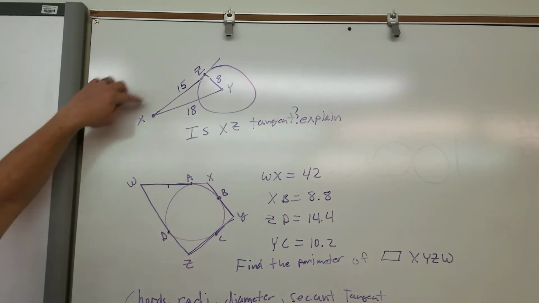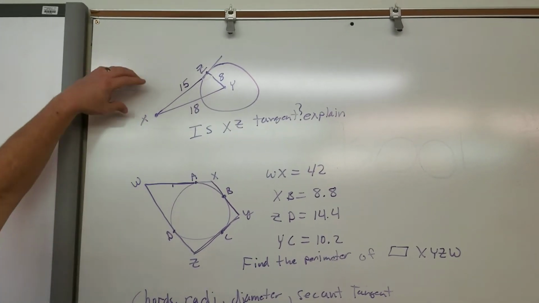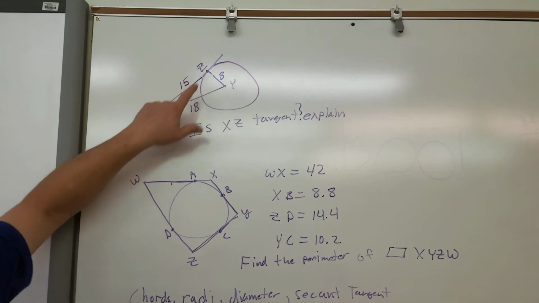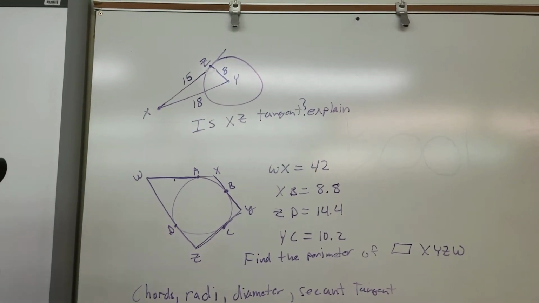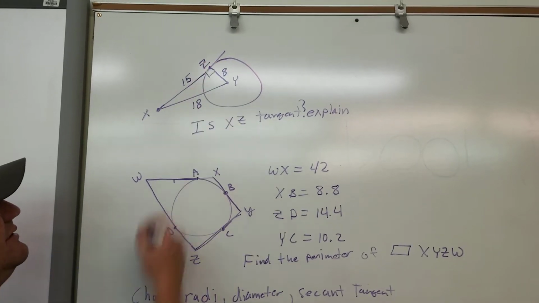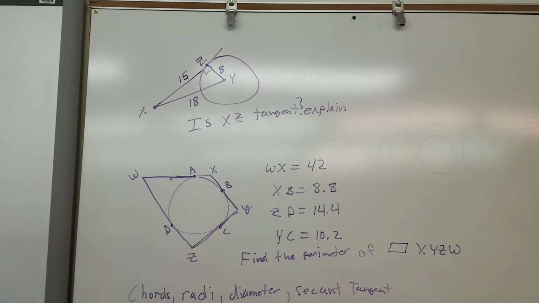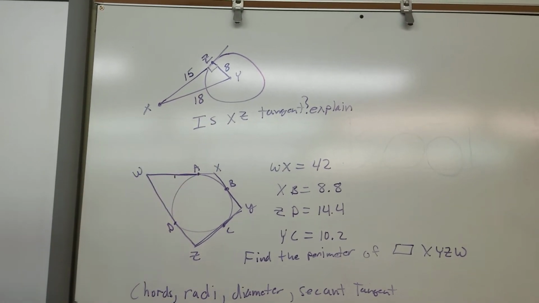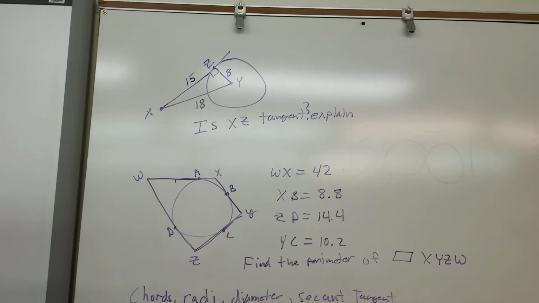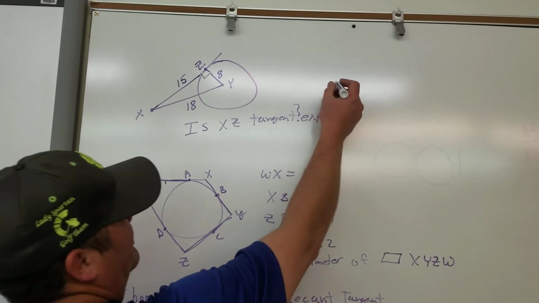So if XZ was a tangent, what is that going to say about YZ and XZ? How do they meet? Obviously if they were tangent, they would meet at a right angle. If it's a right angle, what type of triangle do I have? I have a right triangle. What theorem can I use to try and prove it? Pythagorean theorem. So I'm going to set that up as a Pythagorean theorem.